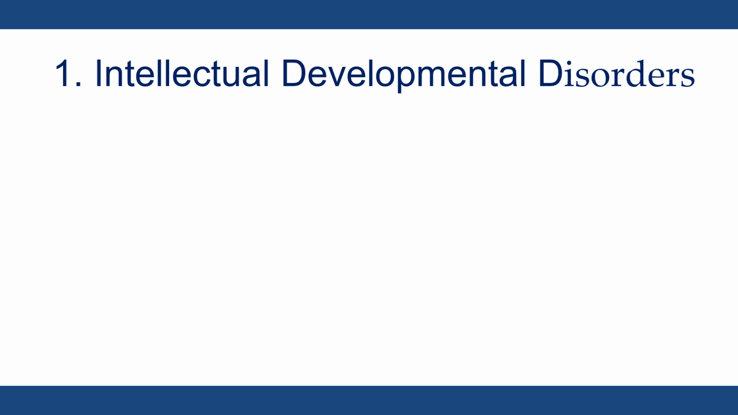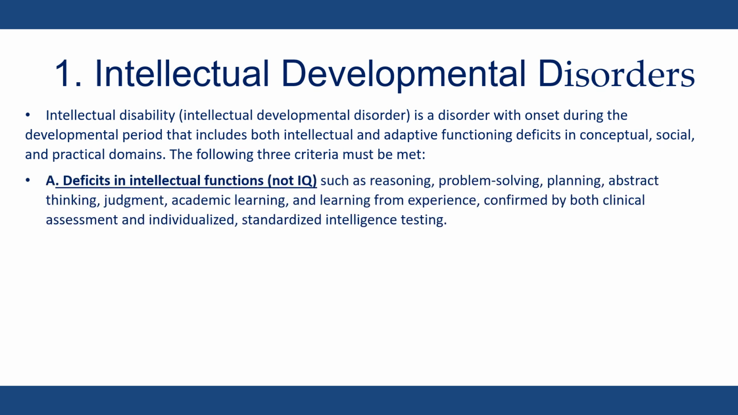So the first one on the list is intellectual developmental disorder. Now, the idea behind this is that you have a child who is giving you the onset of some symptoms during the early developmental period. Well, that's a theme for the entire lecture, early developmental. But here's the criteria. You have to meet 3 criteria in order to diagnose a child with intellectual developmental disorder, and the deficit has to be in the conceptual, social, and practical domains.